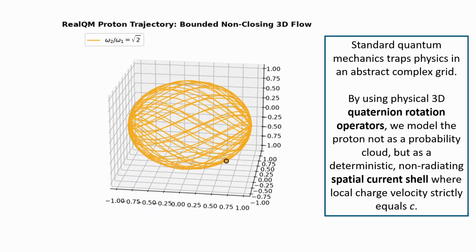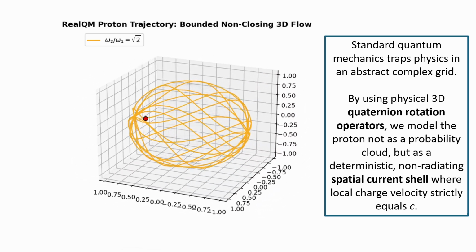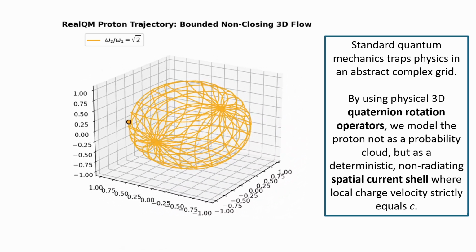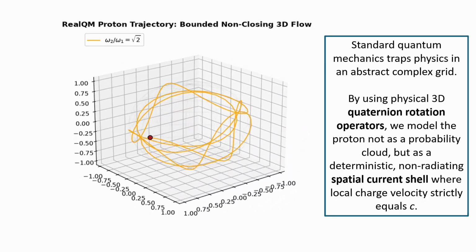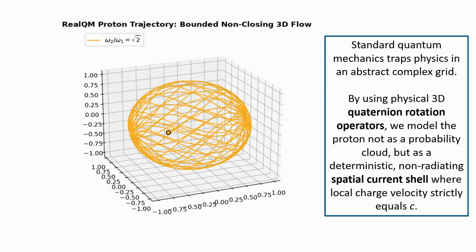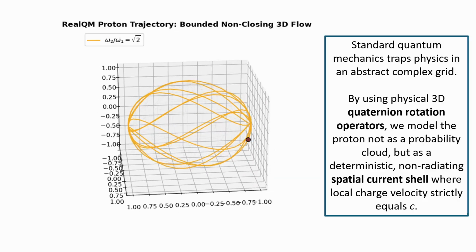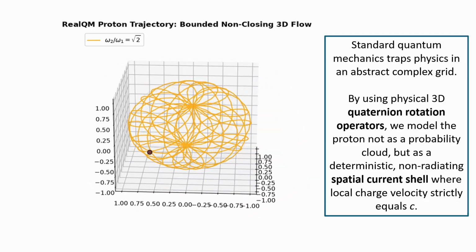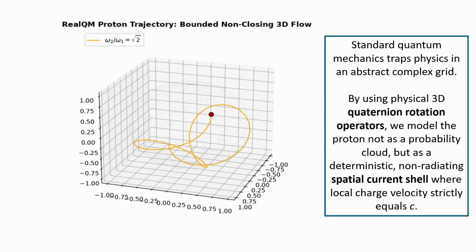You can represent it by a wave function, but the wave function will really represent a position at some point in time in some point in space. So we have here a spatial current shell. This charge is point-like and has no rest mass. It requires relativistic mass because it whizzes around at the speed of light.